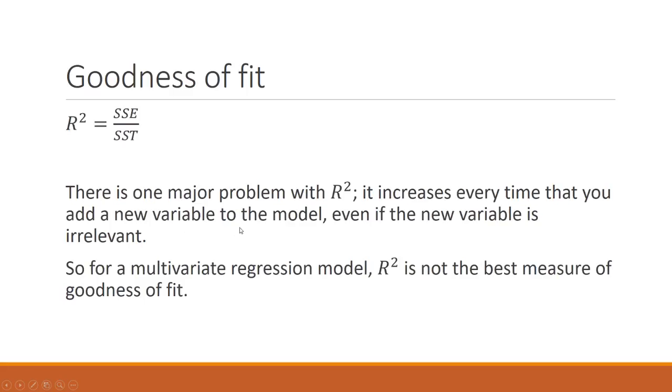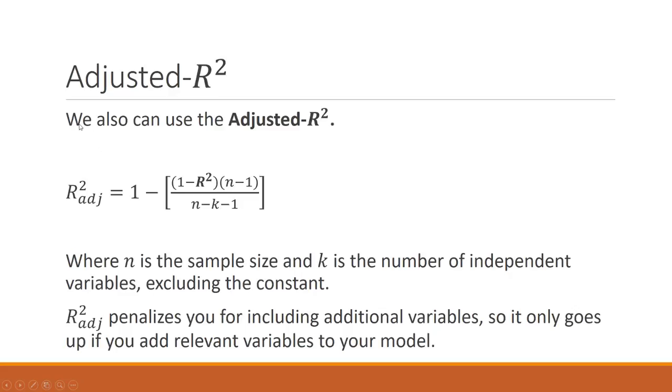Now, there's one major problem with R squared, and we talked about this in the past. It increases every time you add a new variable to the model, even if the new variable is irrelevant. So for a multivariate regression model, R squared is not the best measure of goodness of fit. What we want to use is what's called the adjusted R squared. We're going to use both of them combined, but we can also use the adjusted R squared.